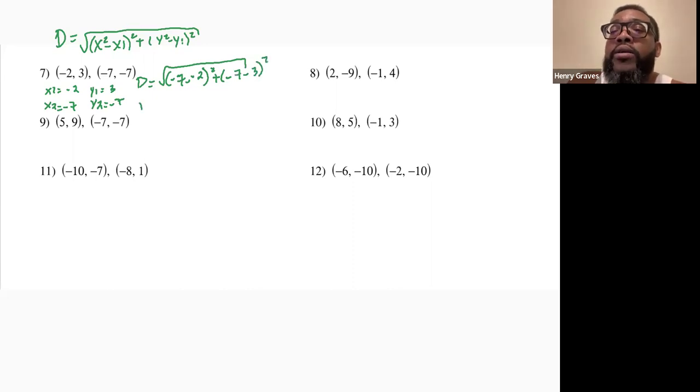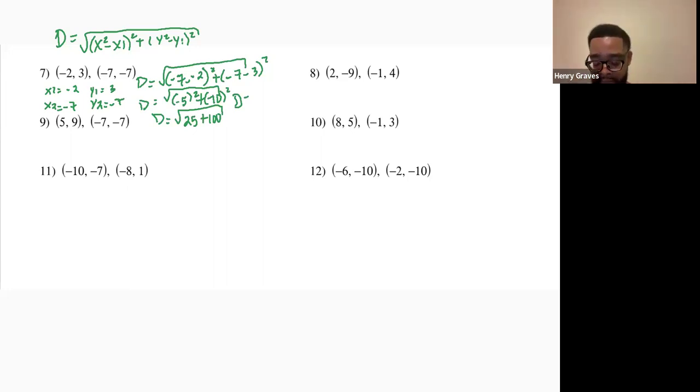So my distance here is going to be -5 squared plus -10 squared. So my distance is going to equal 25 plus 100. So my distance is going to be the square root of 125. So my distance for number 7 is going to be, oh gosh, 11.2. Geez, that hurts. There we go.